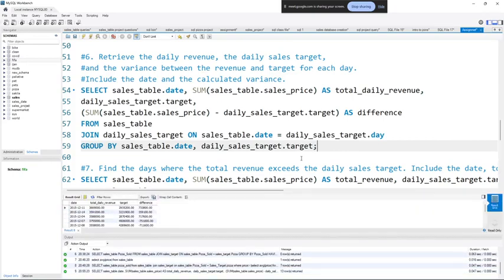So I have the dates, the daily sales target, the target, and the difference. Sorry, how many rows did you want? 13 rows. Because we have 13 days, right? We have 13 days now. So it will populate only 13 rows.